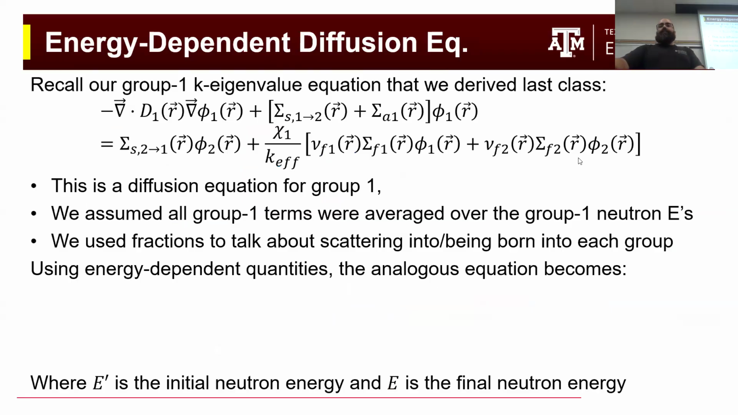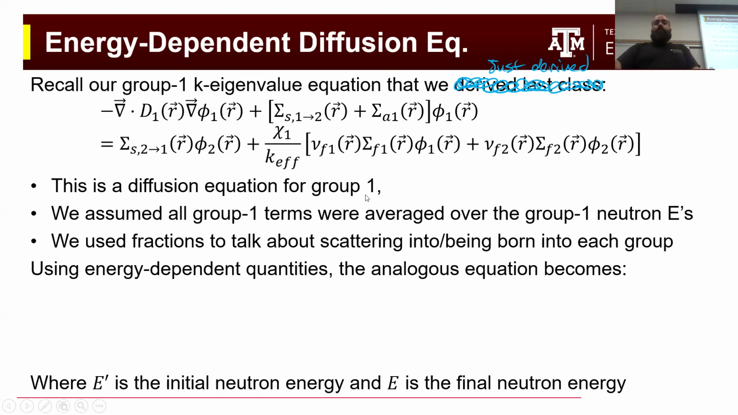So we had just written out, or at least we had put the pieces together to get this one group k eigenvalue diffusion equation. And really, I said that we had derived it last class. We just derived this. I noticed that typo this morning and I didn't have time to change it, so I'm sorry about that. But yeah, we just showed that this is what our one group diffusion equation would look like.